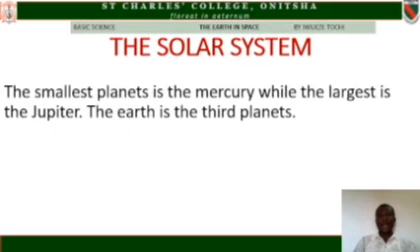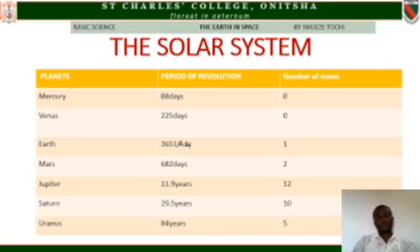The smallest planet is the Mercury, while the largest is Jupiter. The Earth is the 3rd planet. So among these planet systems, the Earth is found at the 3rd position. Now we have this planet system and their period of revolution and number of moons that revolves around them.